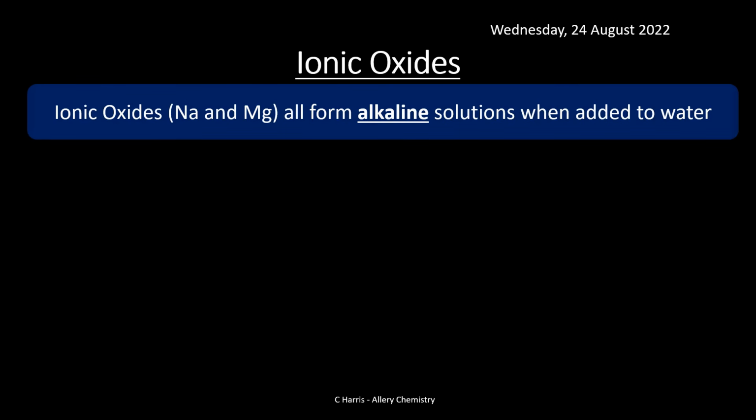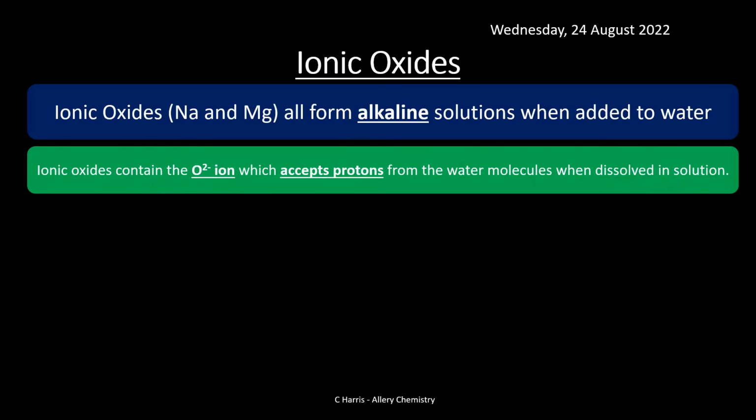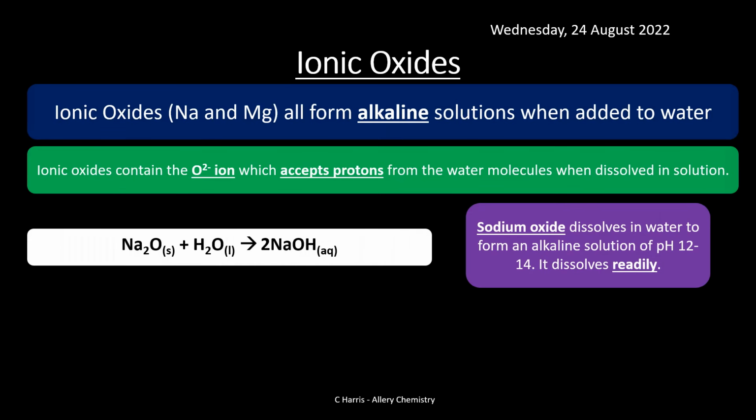Okay, so let's look at some ionic oxides, and the reactions of some of the period 3 oxides again. But now we're going to take the oxides and react them with different substances. So for ionic oxides, we're going to start with sodium and magnesium. First of all, all of these form alkaline solutions when we add them to water. Ionic oxides contain the O2- ion. They accept protons from the water molecules when they're dissolved in solution. You might be aware of this from the acid-base topic that you've seen previously.